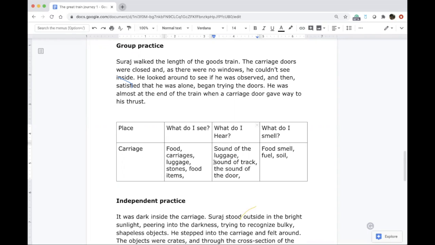Yogita, you have to unmute your mic. Hello. Yes, sir. I can hear the sound of tracks in the carriage.